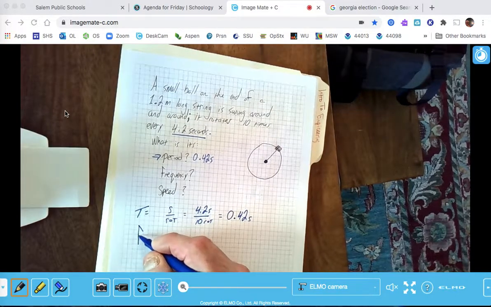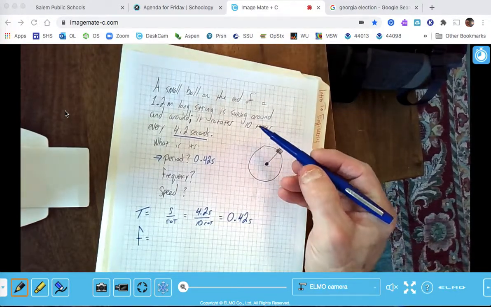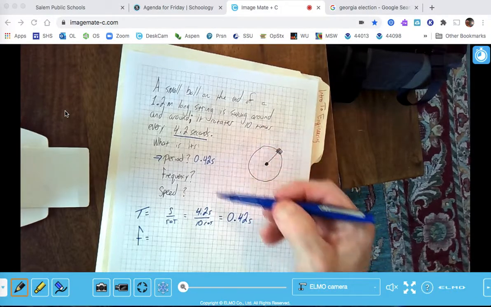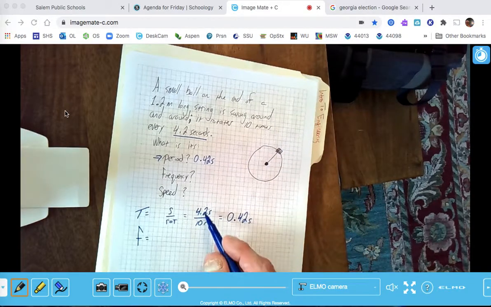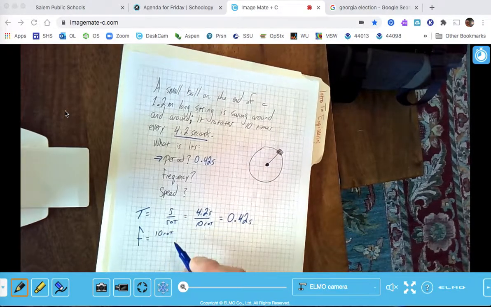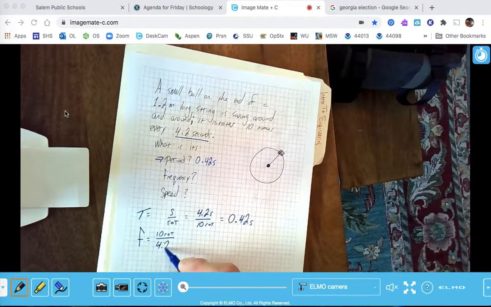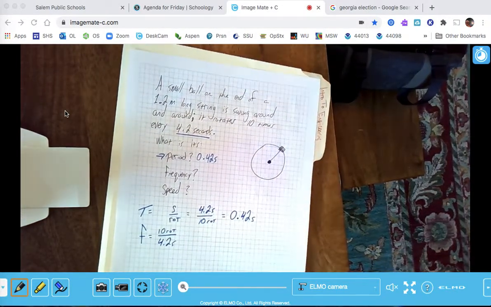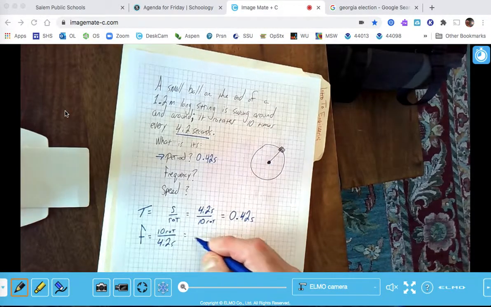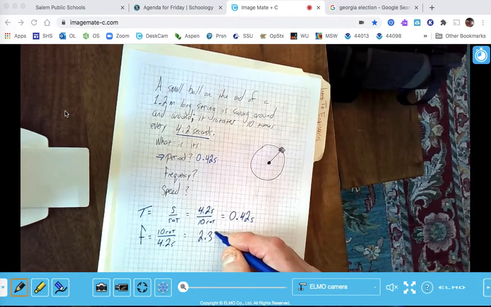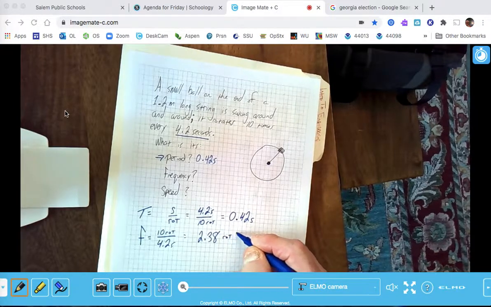But let's see. To find frequency, it's not seconds per rotation, it's rotations per second. So we just do the opposite here. We do 10 rotations in 4.2 seconds. And I reach for a calculator because I just want to get the number right off the bat. And 10 divided by 4.2 is 2.38. So that weight goes around 2.38 rotations every second.